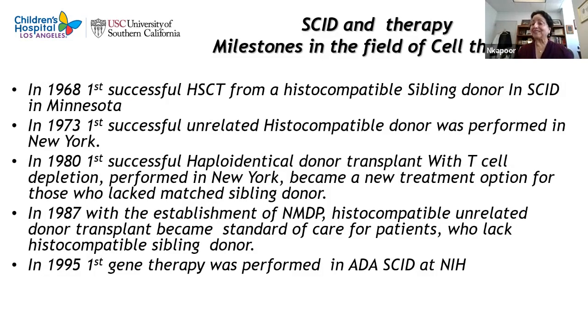In 1987, when the Be the Match or National Marrow Donor Program was established, that became the standard of care for the transplant for the immune deficiency patient, and that brought forth that yes, it's done with severe combined immunodeficiency as a first attempt. In 1995, the first gene therapy was also done in ADA SCID, and that was at NIH. So these are the major milestones which have happened in our field of transplantation and cell therapy. And each one of those were first successfully done in severe combined immunodeficiency.